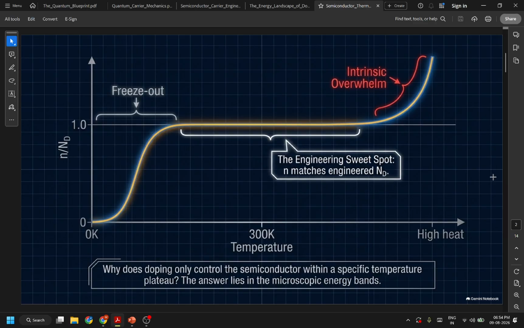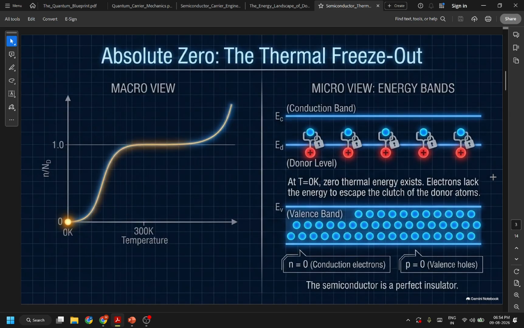So why does doping only control the semiconductor within a specific temperature plateau? First, absolute zero, the thermal freeze out. At T equals 0 K, zero thermal energy exists. Electrons lack the energy to escape the clutch of the donor atoms. So the semiconductor acts as a perfect insulator.